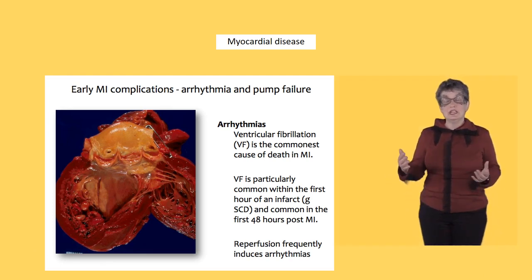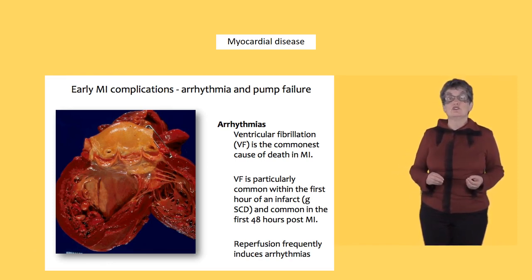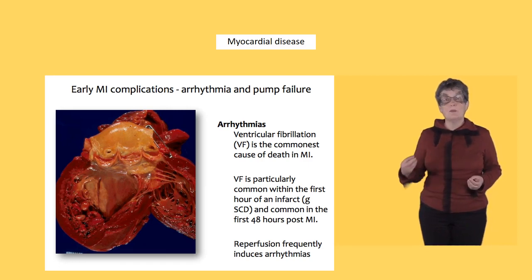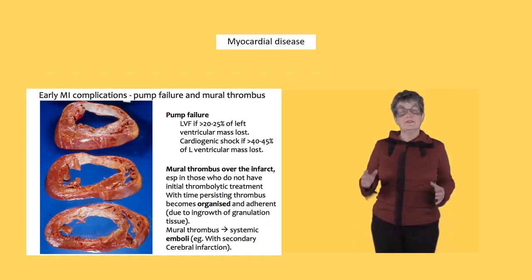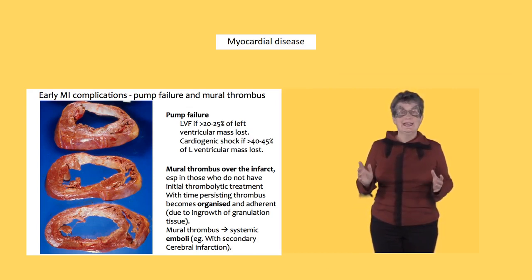Now we're going to consider each of these complications in turn. The early MI complications, arrhythmias, happen in the first 48 hours. The most common is ventricular fibrillation. Reperfusion, in other words, when the clot is lysed, frequently induces arrhythmias. If a large part of the heart is lost due to myocardial infarction, it can induce cardiogenic shock. This means the heart just stops contracting and you get acute heart failure.